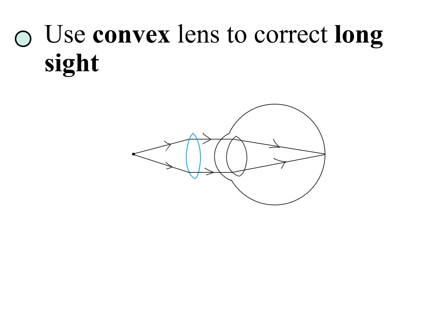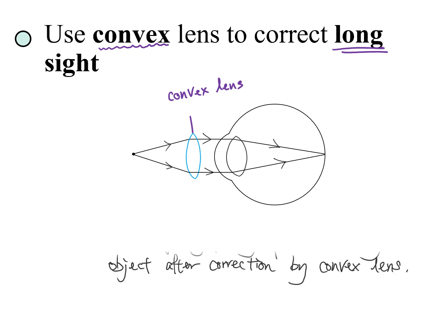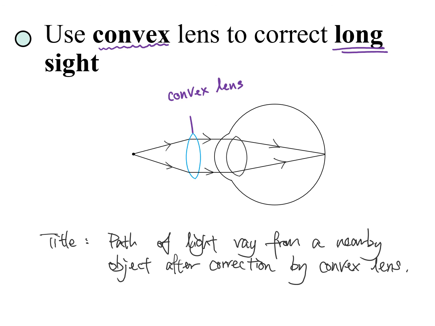For the next, I would like you to draw a ray diagram to show how long sight can be corrected using a convex lens. So I'm drawing in here a convex lens. 凸透鏡. Try to follow my diagram. Draw out the ray diagram, how the long sight can be corrected using a convex lens. Are you missing out something after the drawing? Oh yes, you are missing out again the title. Alright, the title is Path of Light Ray from a Nearby Object after Correction by Convex Lens. Perfect.